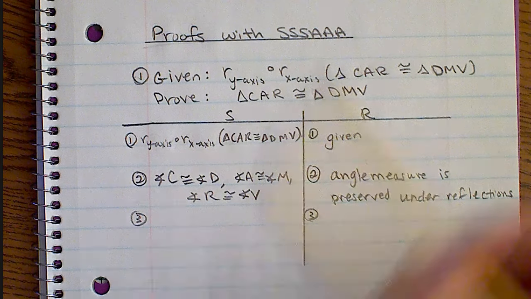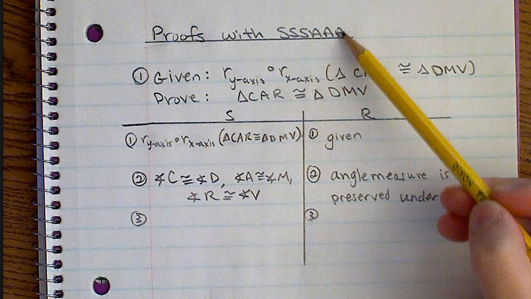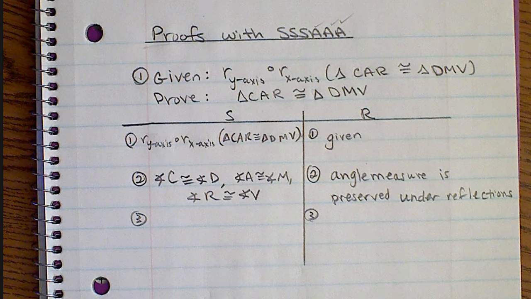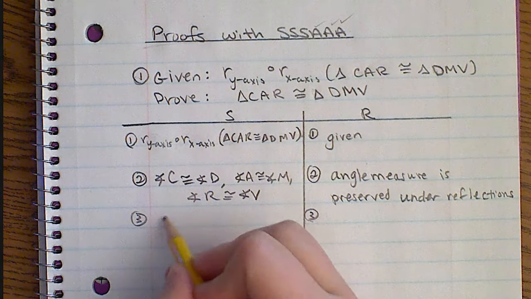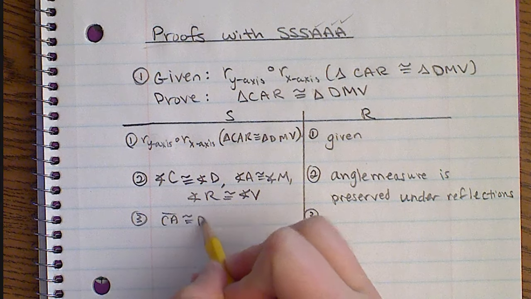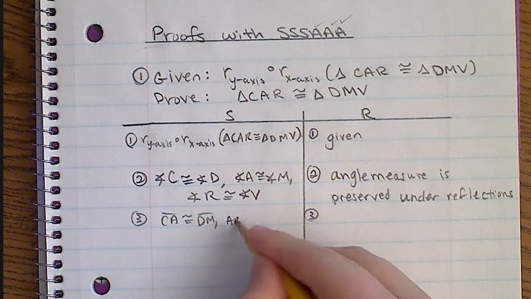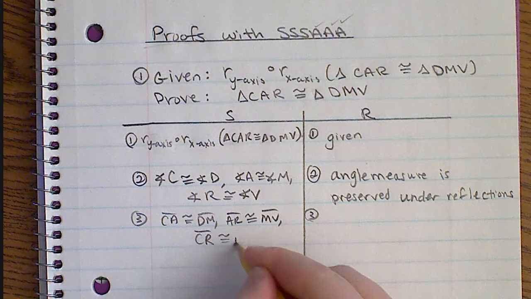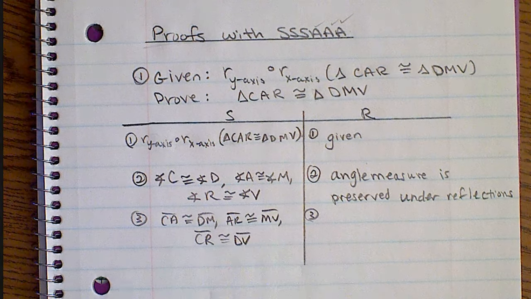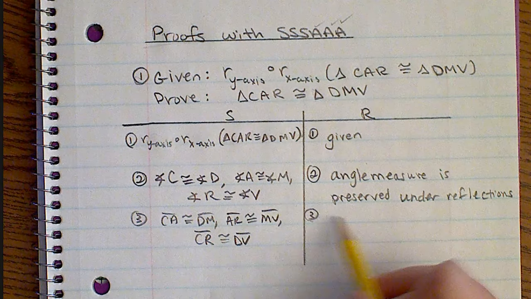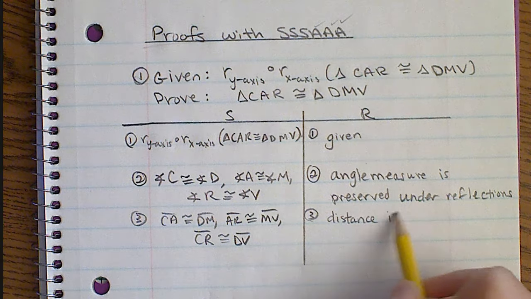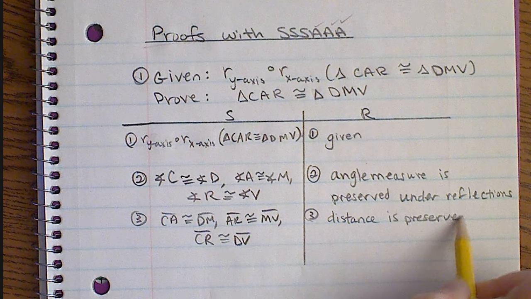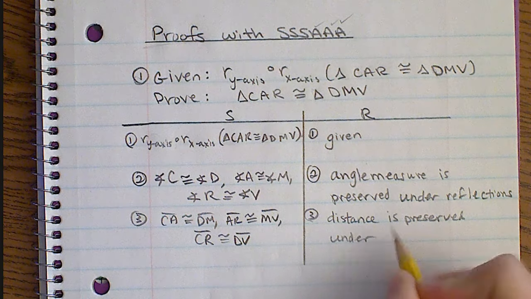And then, so if I go back to my checklist, I want to check my inventory. I have angle, angle, angle. I still need to list my sides. And so that is going to be my next statement. So CA is congruent to DM. AR congruent to MV. And then CR is congruent to DV. And then again, sides have to do with length, a distance. So when we reflect the shape, this side lengths do not change. So distance is preserved under reflections.